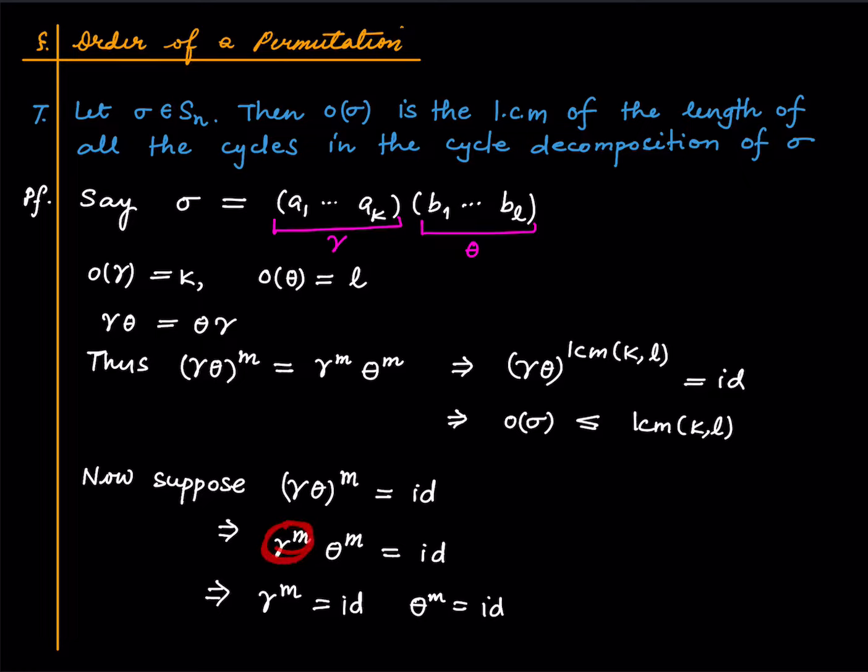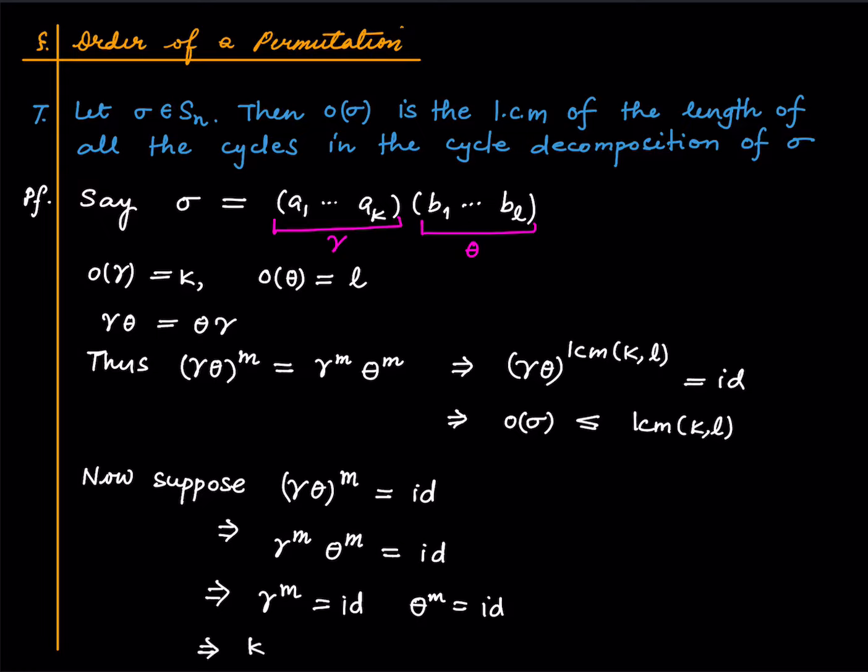Well, the things that gamma to the m disturbs are the AIs. It fixes everything else. And the things that theta to the m disturbs are the BJs. It fixes everything else. So if this were not identity, then there is some AI which it is moving to, let's say, AI prime. And the same AI will also be moved by this, because this fixes AI, and the resulting thing when fed here, which is AI, becomes AI prime. So if this were not identity, then this product couldn't have been identity. And if this were not identity, then this product couldn't have been identity. So make sure you follow that point.